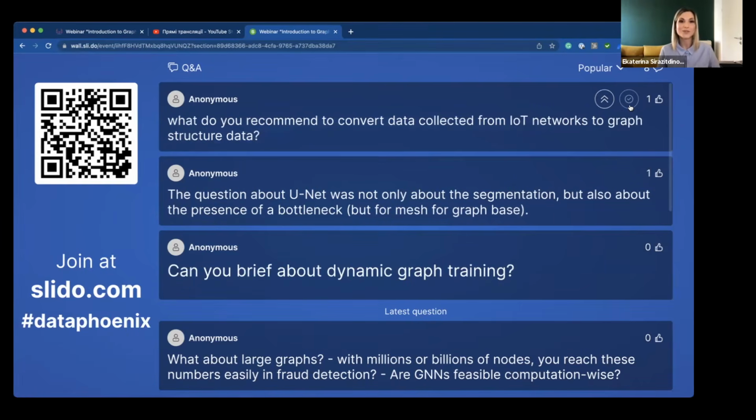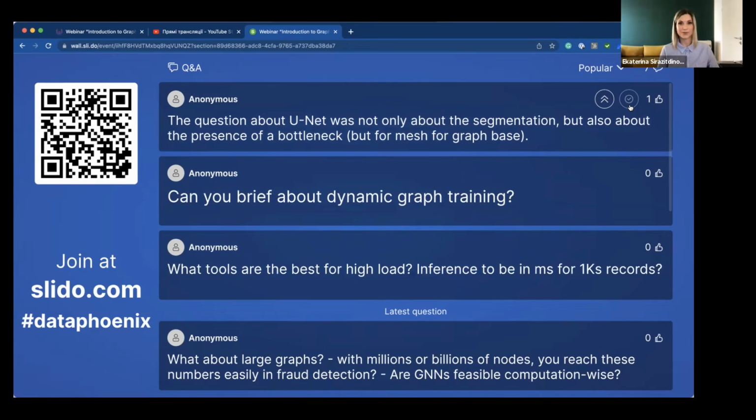Next question. What do you recommend to convert data collected from IoT networks to graph structured data? That's a good one. So yes, you can do that because the data collected from IoT networks is in a sense unstructured. Of course, we can have structured data like data collected from video, but we can also have some other sensory information like temperature, all other things. And yes, graph representation is a good use case for IoT network data.